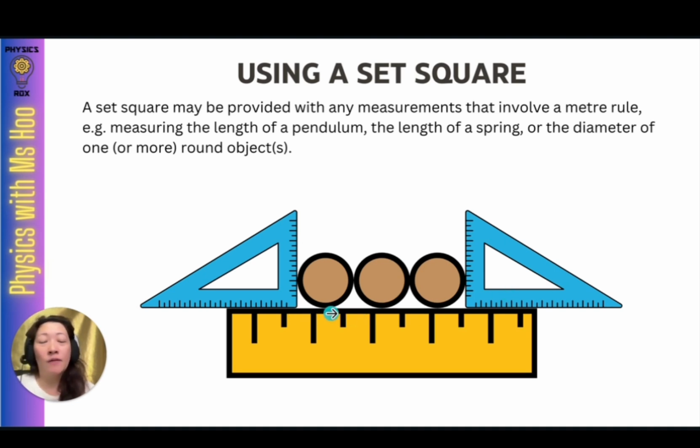To get the diameter of a single round object, we take the total length divided by the number of the round objects, meaning we're getting the average of one of the round objects. And that's how you can get the diameter in this case.